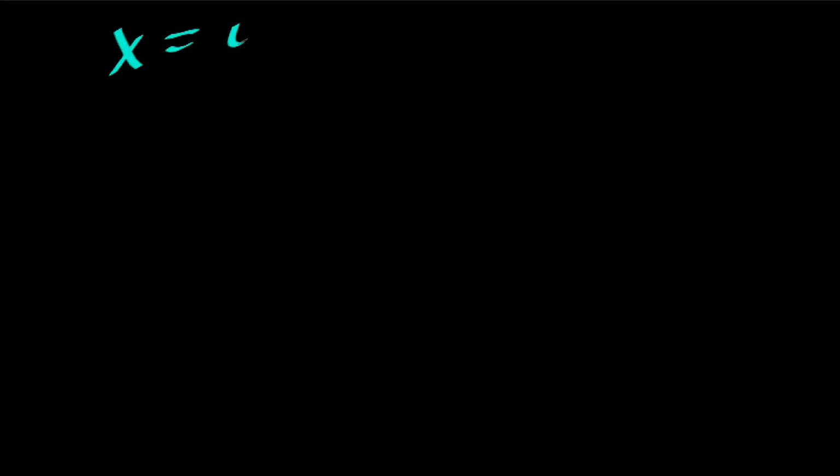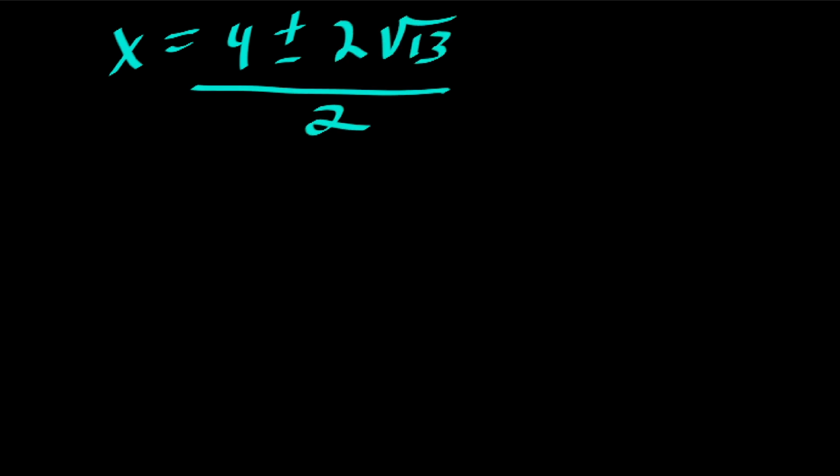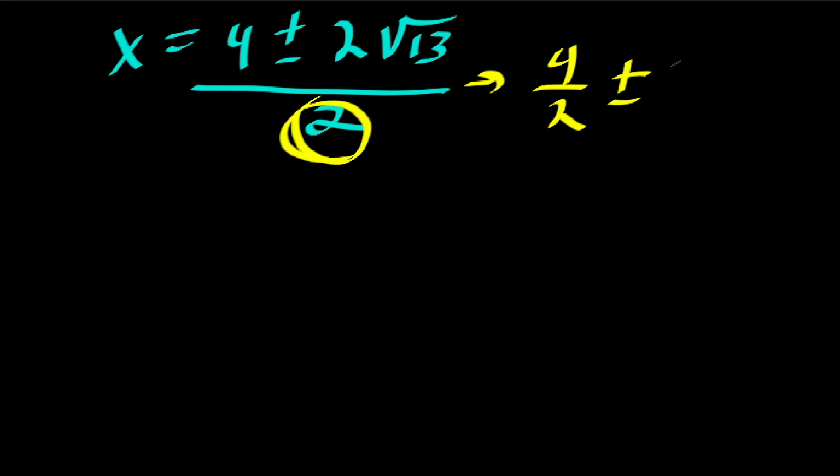X equals 4 plus or minus 2 radical 13 all over 2. Now, this is where we can divide this 2, because even though this says plus or minus, here's what this basically looks like when we break the denominator apart into 2 separate denominators. We have 4 over 2 plus or minus 2 radical 13 over 2.